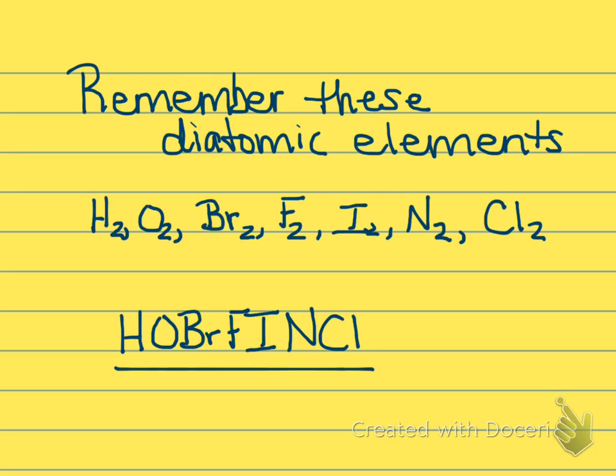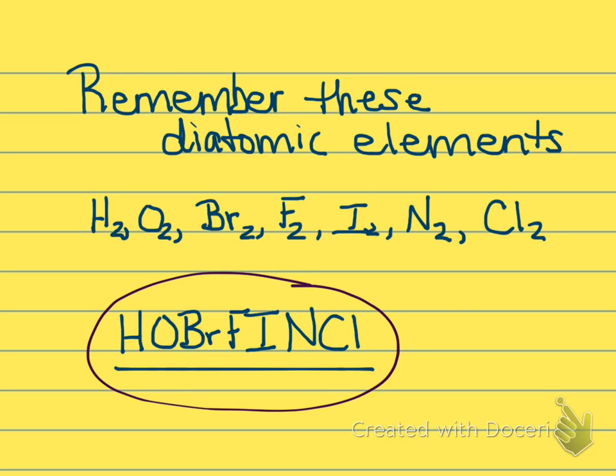There's a trick to remember these 7 diatomic elements. If you line them up, they spell, and then you make a word out of it. It's Hoberfinkel: hydrogen, oxygen, bromine, fluorine, iodine, nitrogen, chlorine. So I talk about my friend Hoberfinkel, and that helps me remember the 7 diatomic elements.